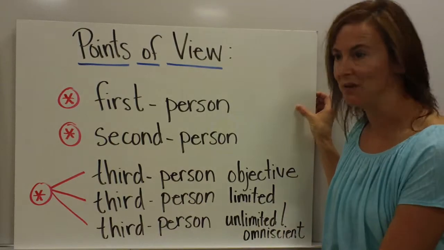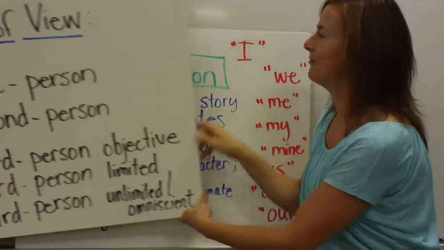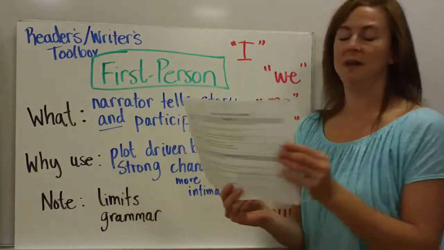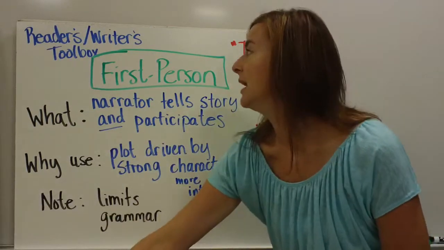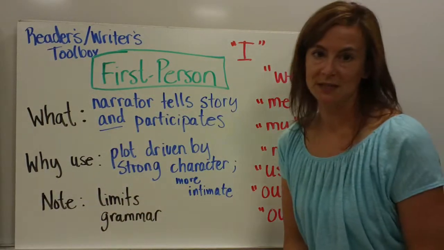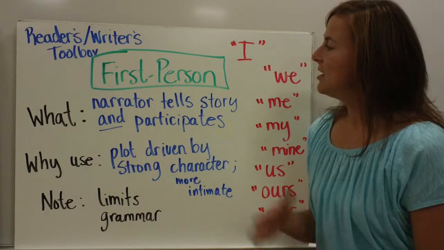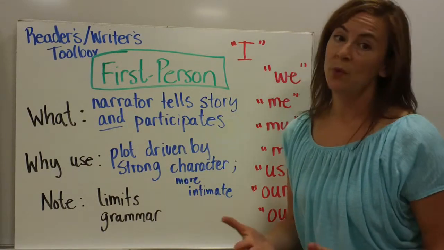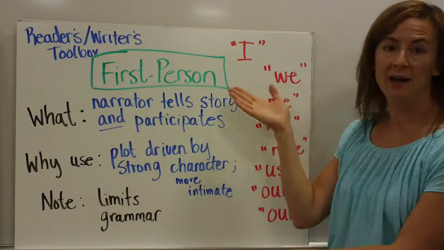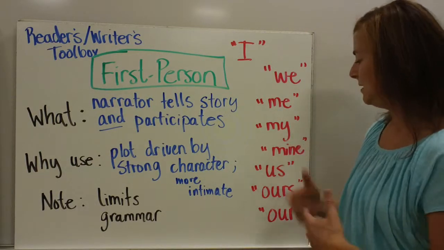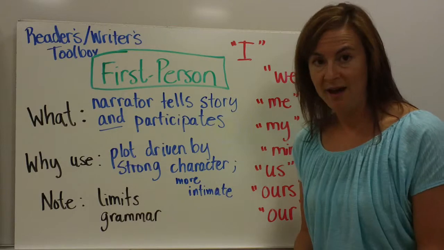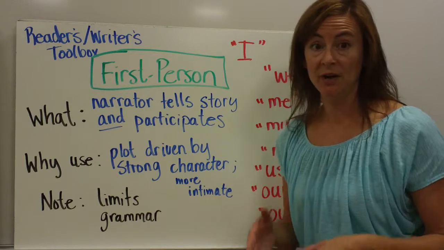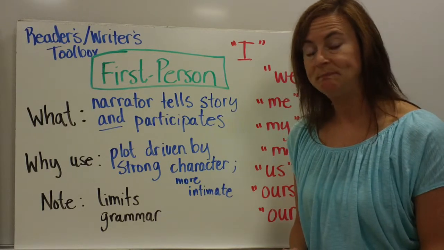Let's take a look at each one of these. Again, making sure you have your Writers and Readers Toolbox sheet to help guide you. We're going to start with first person. This is a point of view where the narrator is telling the story. You will know that you are dealing with first person when you see I, or we, or me, us, ours, words like that. The narrator not only tells the story, but they're in the story, they're participating in the story.